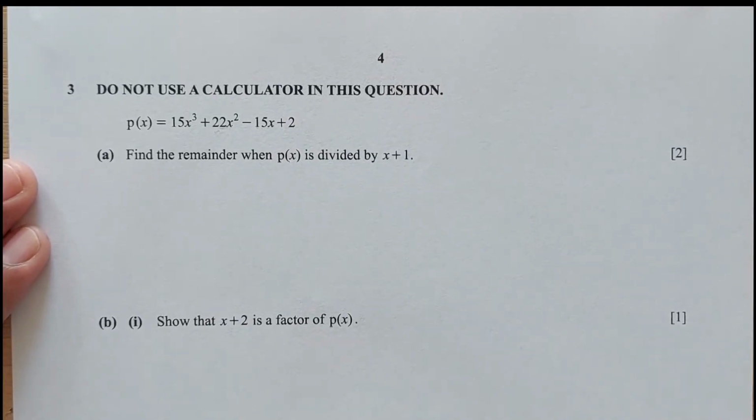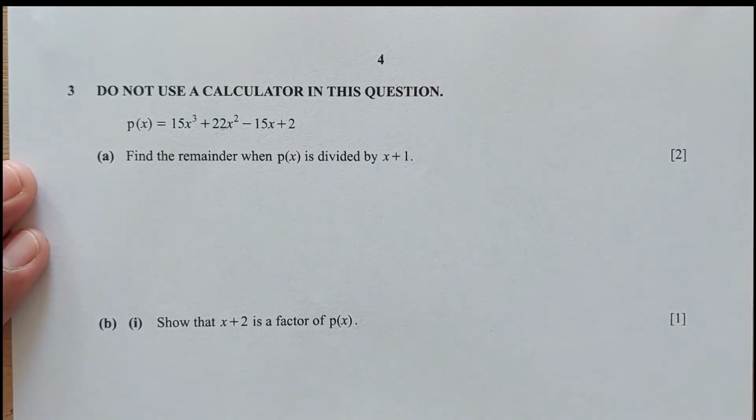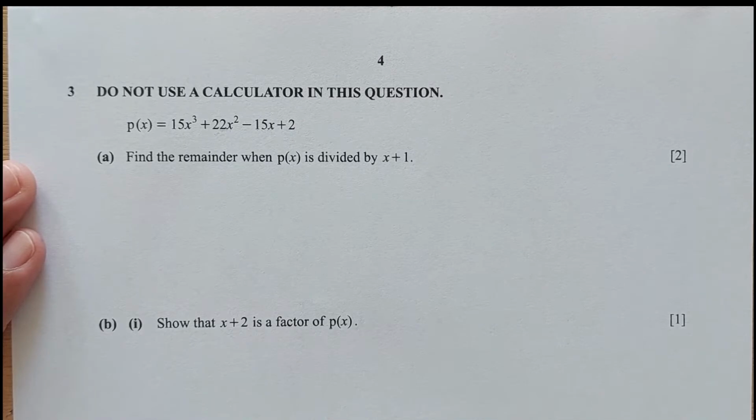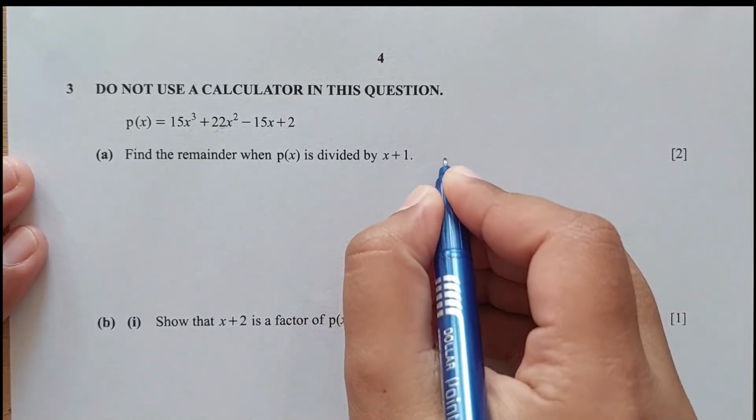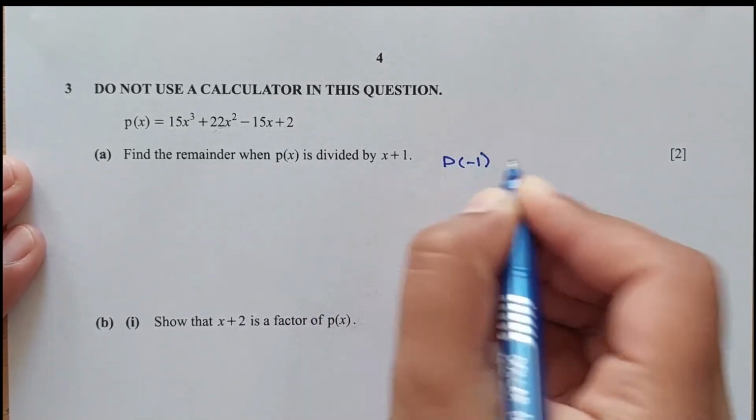Now question number 3: do not use a calculator in this question. We are given the polynomial p of x, a cubic polynomial. For part A, find the remainder when p of x is divided by x plus 1. Okay, so remainder means we need to find p of minus 1.